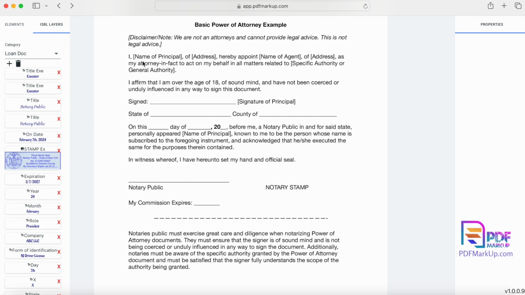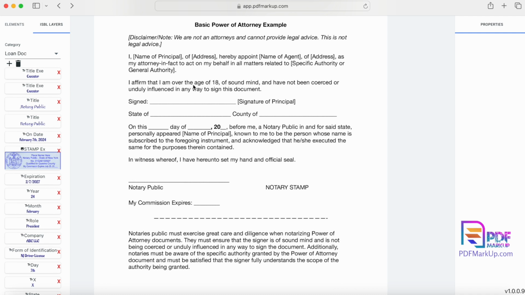So basically, I, John Doe of wherever John Doe lives, hereby appoints Jane Smith of whatever Jane Smith's address is as my attorney in fact to act on my behalf in all matters related to specific authority or general authority. So they would have "related to," and they would have the type of power of attorney it is. And sometimes they'll break it down, etc. I can't go into that with you because I can't give legal advice, but it just says specific authority or general authority, and it'll just be filled in with all the information. It could be pages or not.